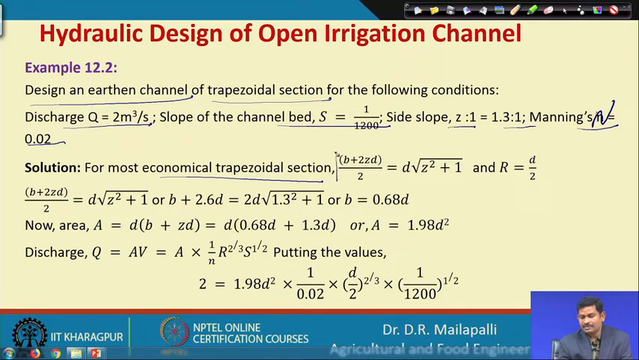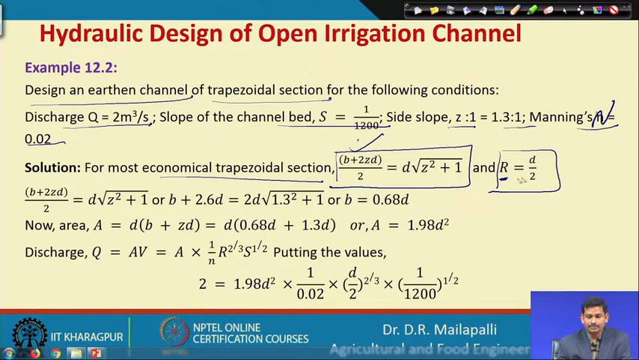So, in the previous equation, if you recall, we derived these two conditions. One is the top width by 2 is equal to d into square root of z square plus 1, or hydraulic radius, which is d by 2. So, bringing this here, b plus 2dz, or b plus 2.6 d, because the z value is given. z is given as 1.3, multiplied by 2, you get 2.6 d.